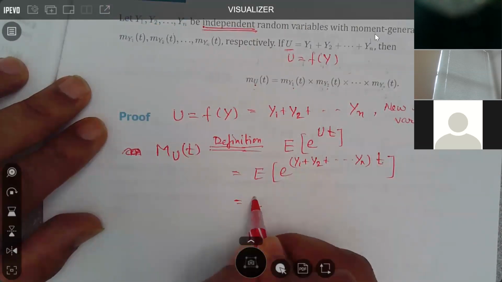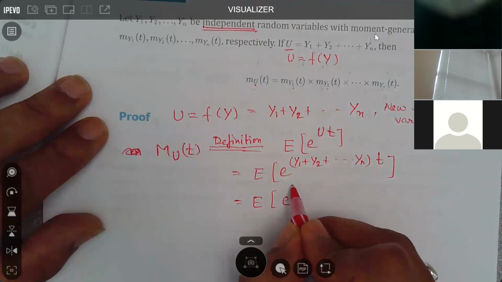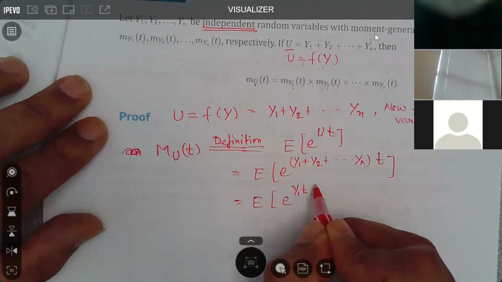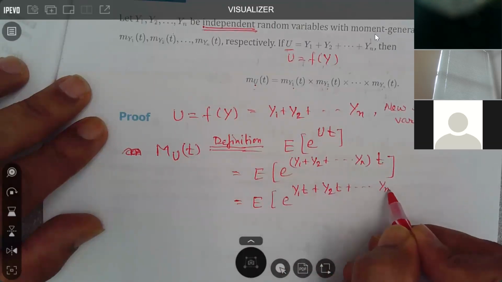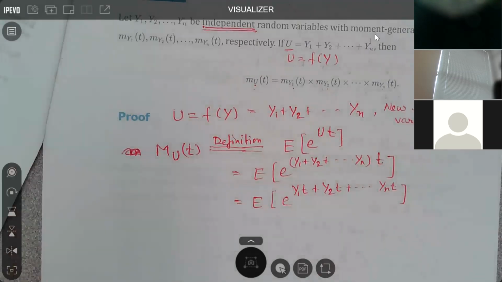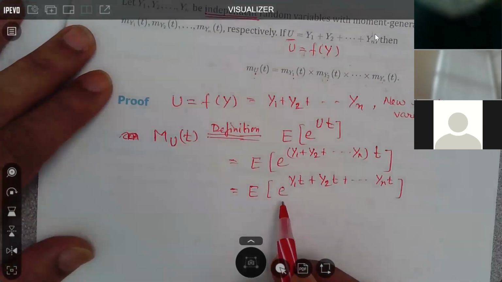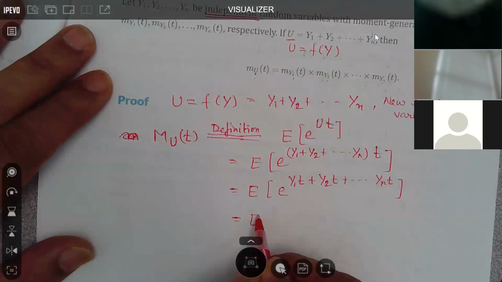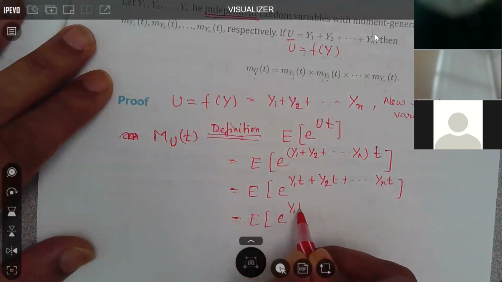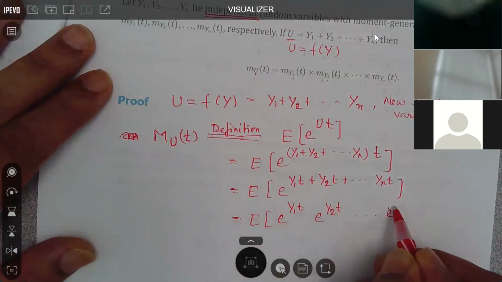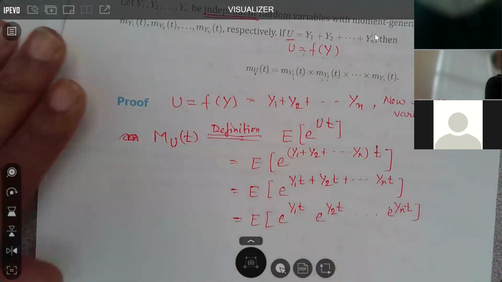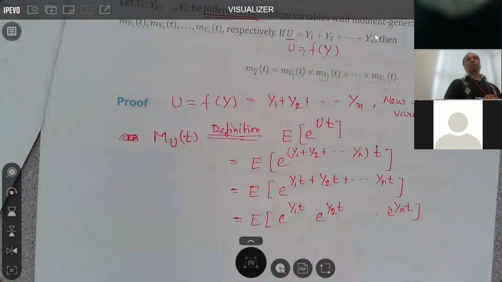Now you can multiply here. This is equal to e raised to y1t plus y2t plus ynt, right? Now, since this is an exponent, you can write it as e^(y1t) times e^(y2t) times e^(ynt). They are exponents, so you can separate each term, yes, because they are exponents, right?